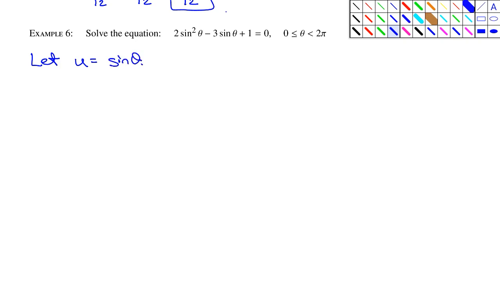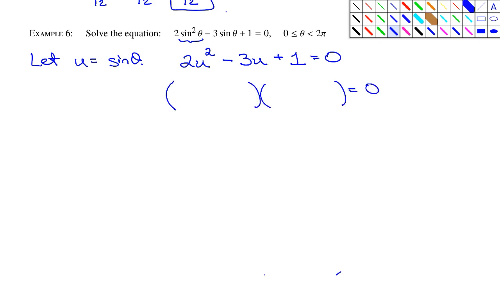If I do that, then this first term here can be rewritten as 2u squared, because u is sine and we have sine squared, so that's 2u squared minus 3u plus 1 equals 0. Now we have a quadratic, and we can solve the quadratic. So how does this factor?